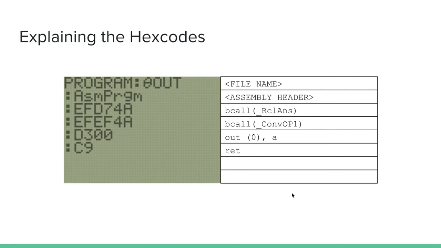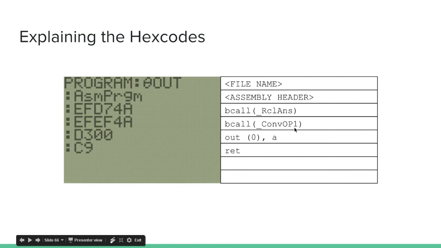Recall ans basically tells the calculator to take the value that's stored in ans, the variable ans, and move it into this register called OP1. Then when we do this B call, conv OP1, that tells the calculator to convert the value in OP1 into a number, into just a normal register.